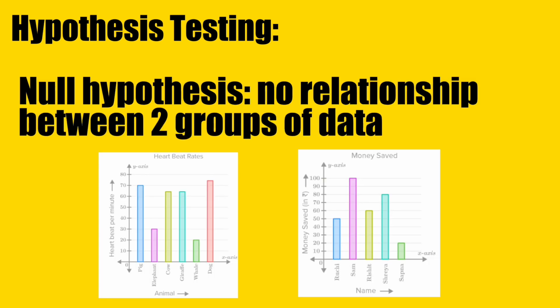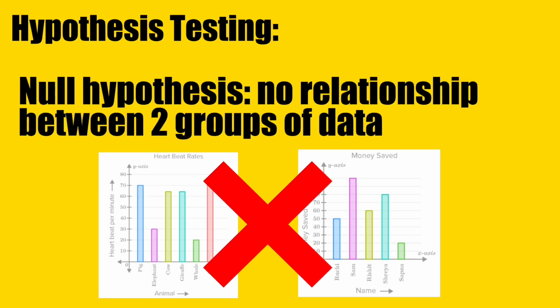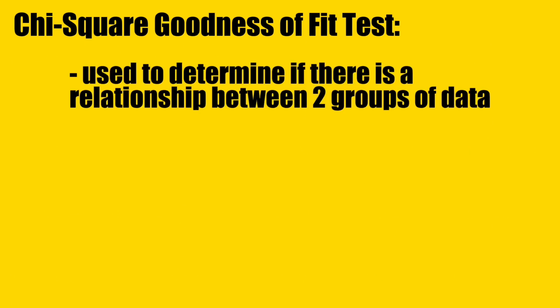A null hypothesis states there is no relationship or difference between two groups of data. Chi-square goodness of fit test can be used to determine if there is a significant relationship between two groups of data. On the exam, you may be asked to perform one to test genetic crosses. So here are the steps to performing a chi-square test.